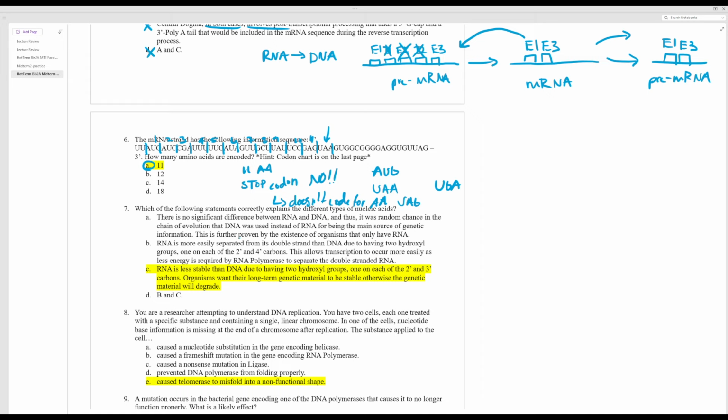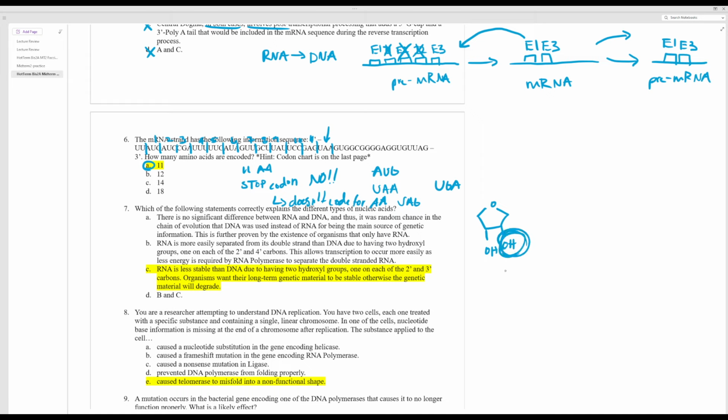Okay, which of the following statements correctly explains the different types of nucleic acids? A, there's no significant difference between RNA and DNA, and thus it was random chance in the chain of evolution that DNA was used instead of RNA for being the main source of genetic information. This is further proven by the existence of organisms that only have RNA. Fun fact, this is actually true. Some organisms do only have RNA, but there is a significant difference between RNA and DNA, right? If we look at the ribose sugar, DNA has one hydroxyl, RNA has two.